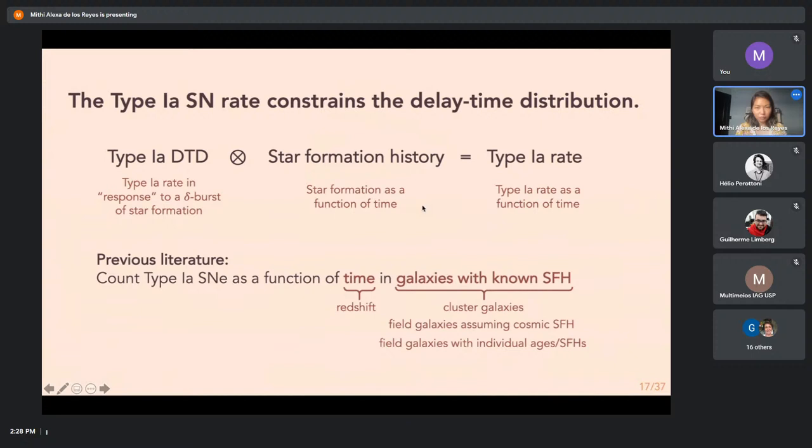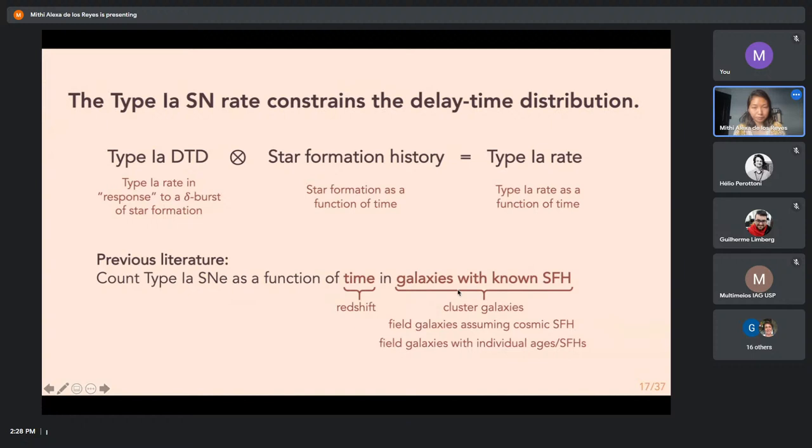Typically this has been done in one of two ways. Either you pick a population of galaxies where you can assume something about the star formation history, and then you count type 1a supernovae as a function of time, as a function of redshift. This works fairly well, although there are a couple of assumptions you have to make. For example, when you look at any given galaxy, the number of type 1a supernovae is usually either zero or one. So you really need a large sample of galaxies in order to get any statistical meaning out of this type 1a rate.